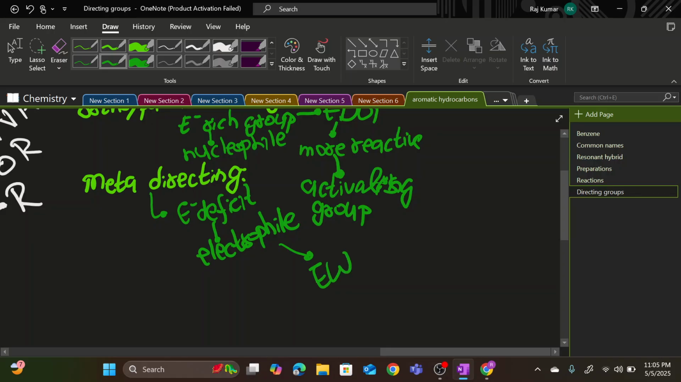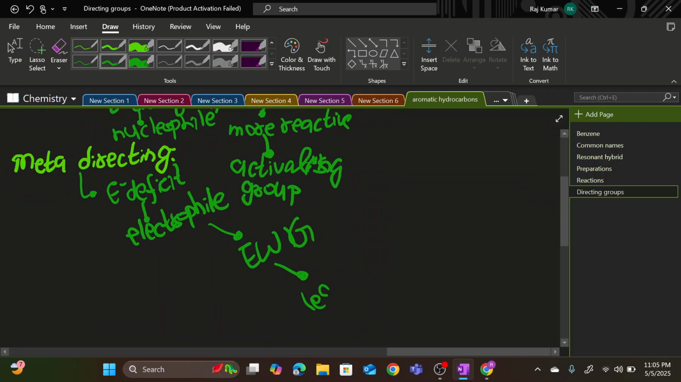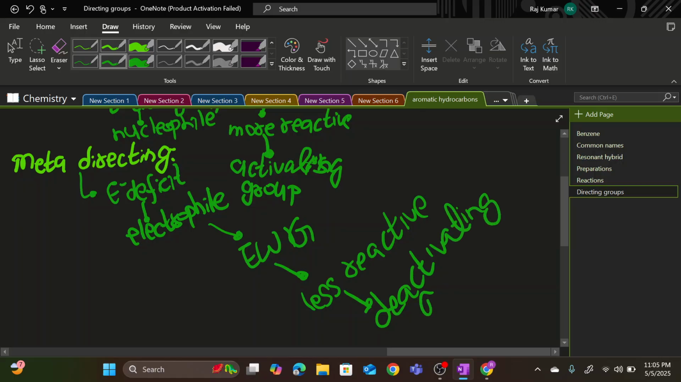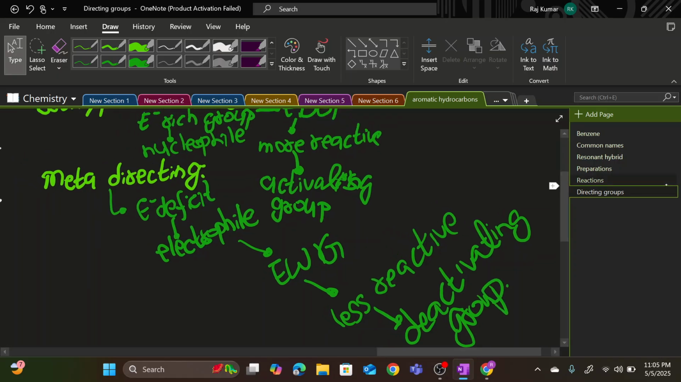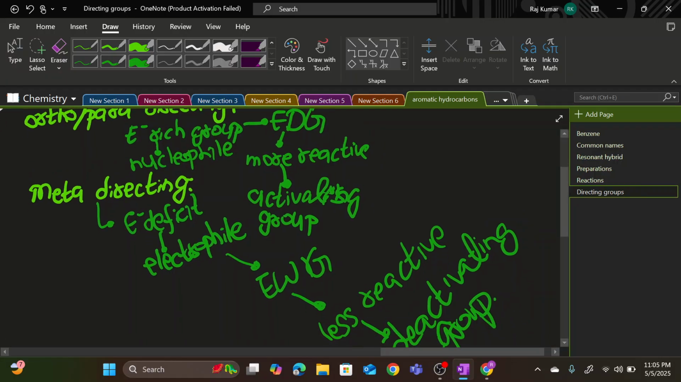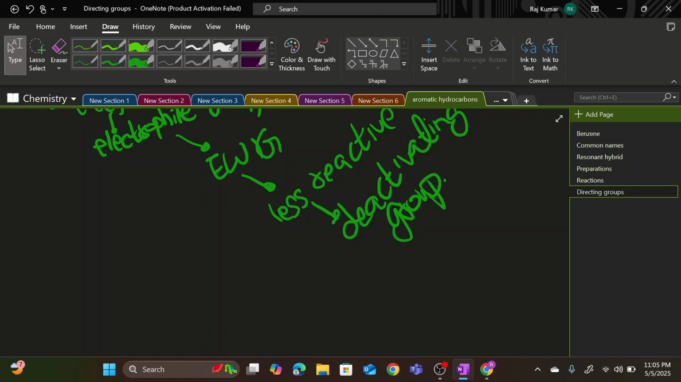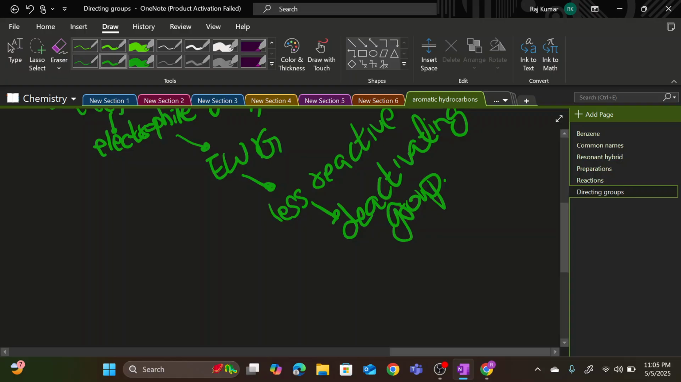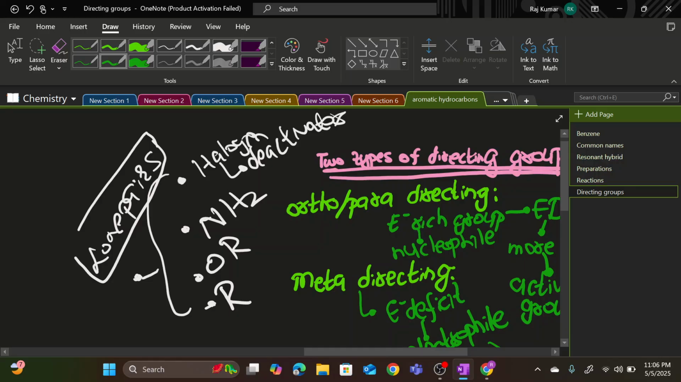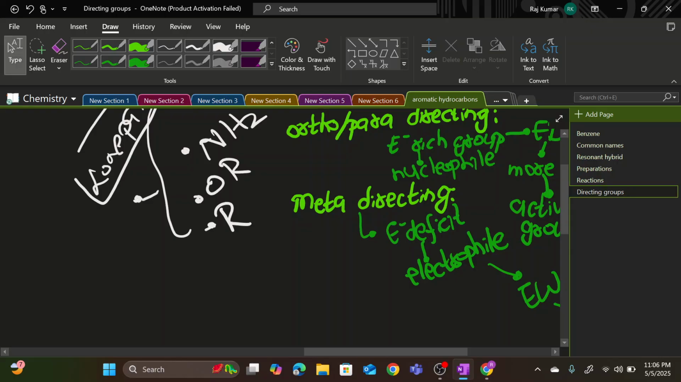It is an electron withdrawing group, such that it attracts electrons towards it, withdrawing electrons from the benzene ring into its structure, and due to this reason the ring is less reactive. It is a deactivating group. All meta directing groups are deactivating groups. But some of the ortho para directing groups are deactivating as well. Halogens are deactivators, while the rest of them are activators.